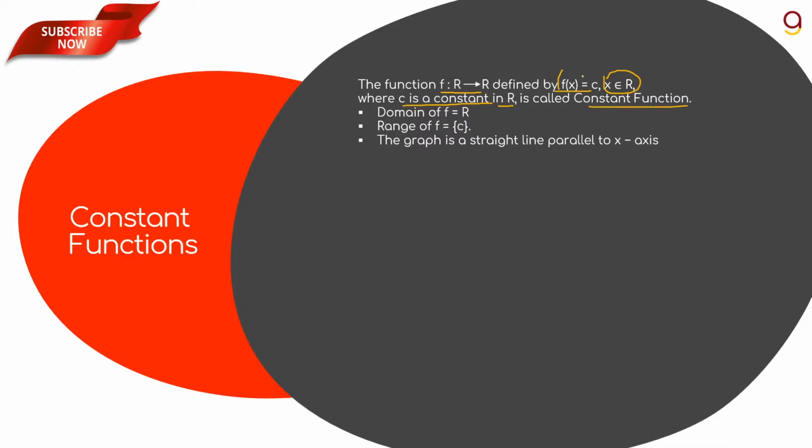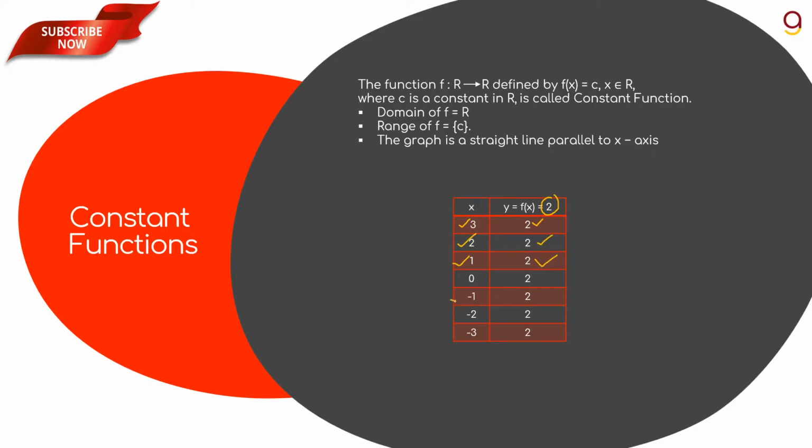f(x) = c. That means whatever x we put in, we will get a constant value. Suppose you put x = 3. You will get y equal to a constant value. In this case, we are considering the constant value to be 2. If you take the input to be 1, the output will again be 2. If you take the input to be -1, the output will be 2. Similarly for -2, -3, for any number, the output will always be 2, a constant value.